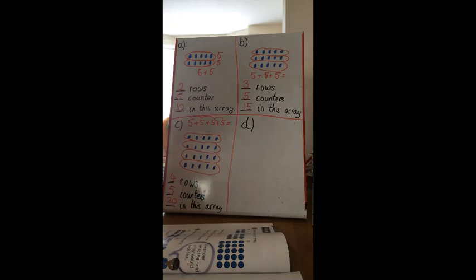Now, one of the extra questions in the speech bubble says, I wonder what the next array would look like. So we've got 2 rows of 5 counters, 3 rows of 5 counters, and 4 rows of 5 counters. What would the next one look like? Have a little think at home and then I'll show you on here.